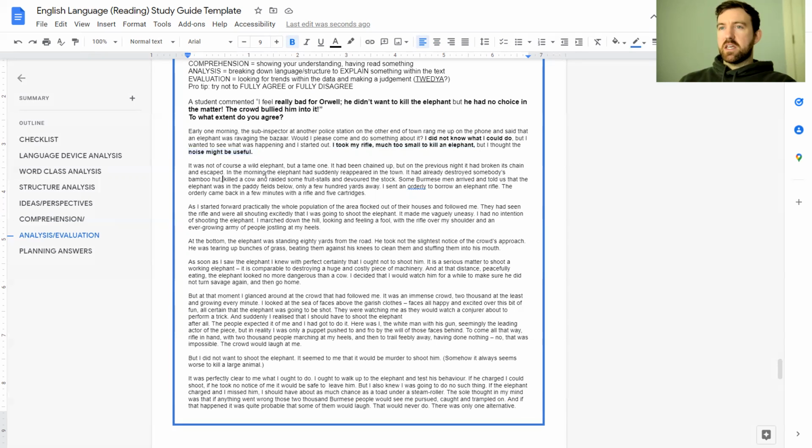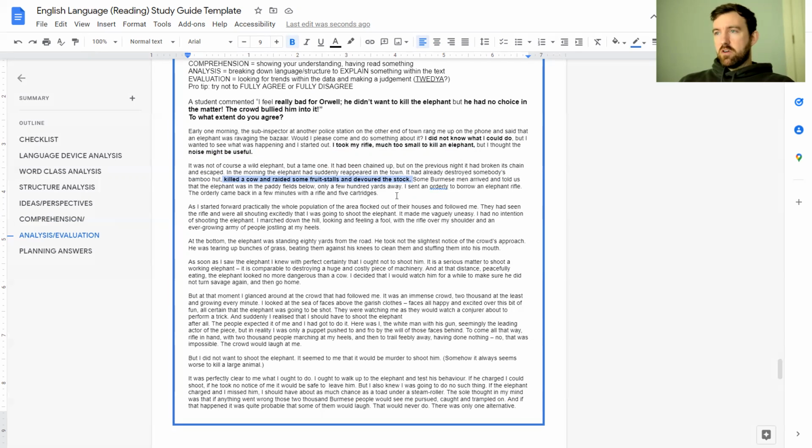So this bit here, we start to see this listing and all these little images of what the elephant has done. And this then maybe disagrees with the crowd bullying him into it, because he's listing reasons, almost motives of why he might want to kill the elephant here, right? Because the elephant's causing problems.